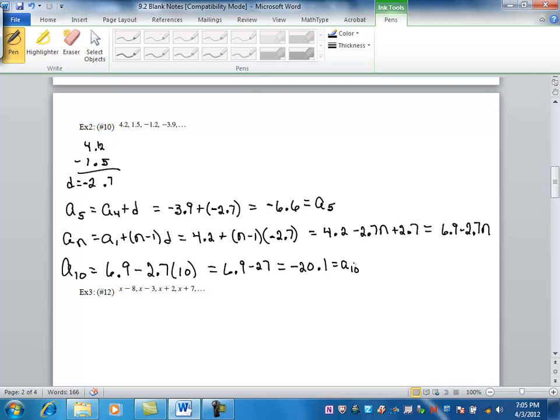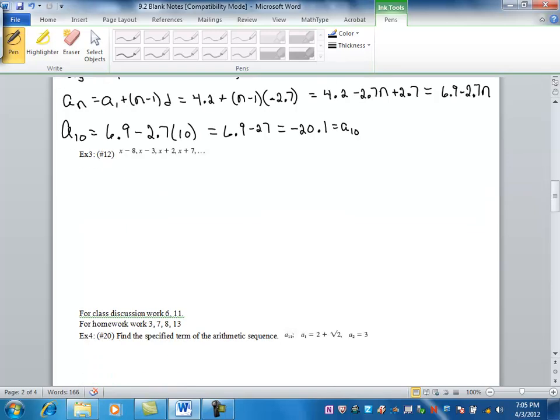Okay. Now 12, you're probably thinking, hey, this looks a little funny. How can I figure out what's going on here? Well, let's see. If we subtract our two terms here, remember that if I take x minus 3 and I subtract x minus 8, this is going to give me x minus 3 minus x plus 8, which is going to give me 5.